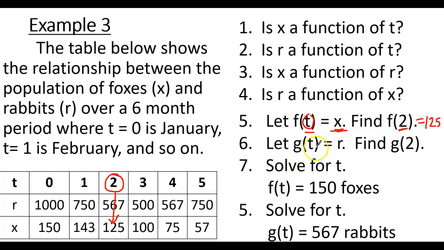Okay. Let's do the next one here. We have g of t equals r. So this is a new function where the input is t and the output is r. So I'm telling you the input is 2. Once again, we're here. But this time I want the r value. And so that's 567.